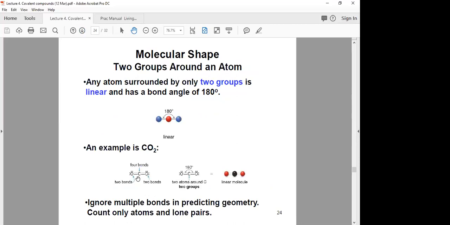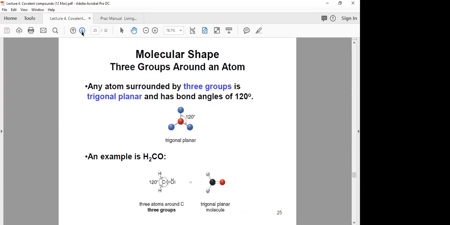Here's an example, an actual example, which is carbon dioxide, CO2. Here's the atom in question, the carbon. Here are the two oxygens. So we say that this carbon is surrounded by two groups. In this example, two atoms. The geometry is linear. And the bond angles are shown here, 180-degree bond angles.